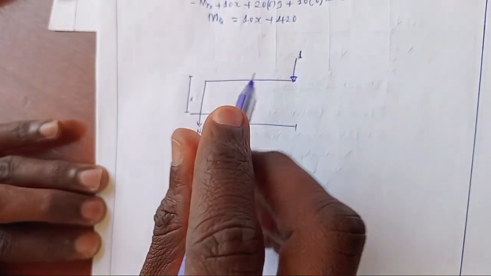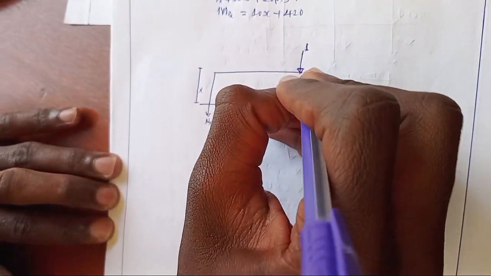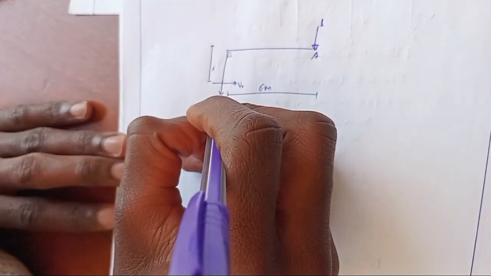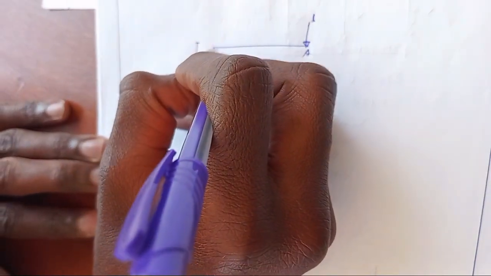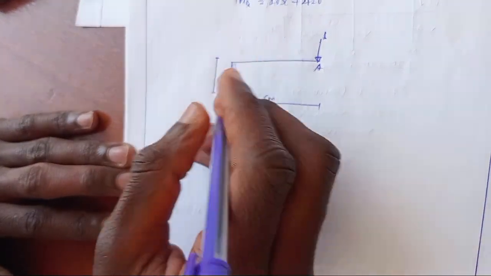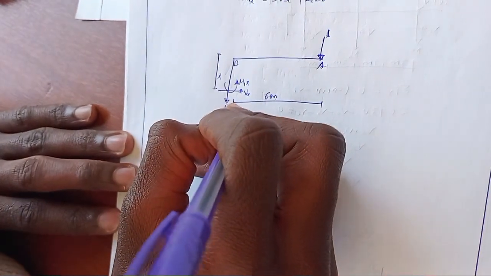This diagram shows only the unit load at point A. This is point A, point B. Now, in order to obtain the moment due to the unit load at point x, we take the summation of moments at point x equal to 0.